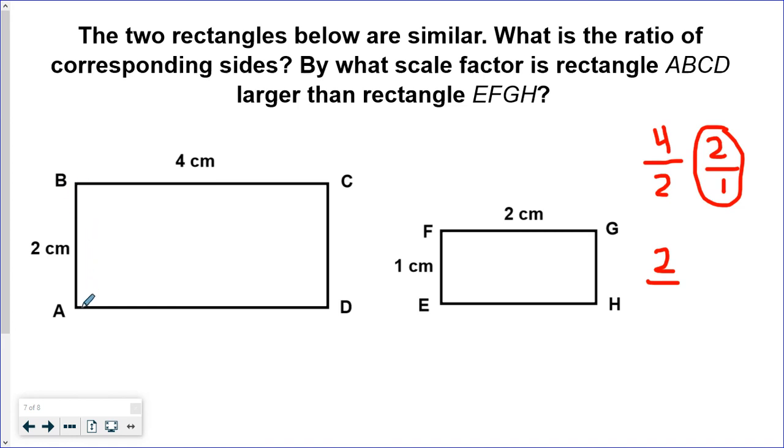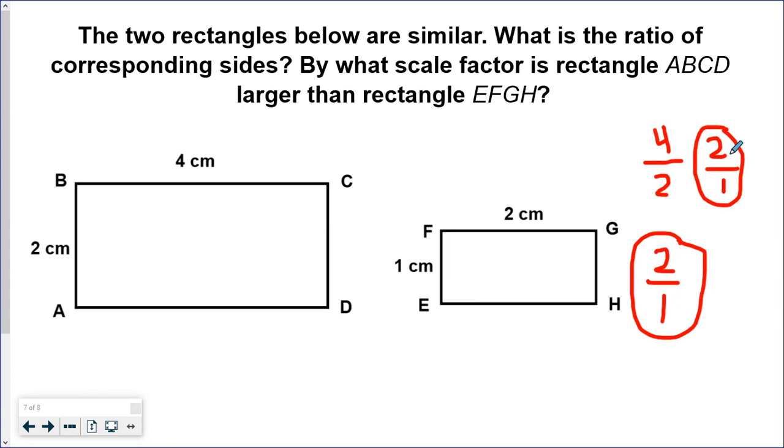Now, if we look at BA, what side corresponds with BA on the smaller rectangle? EF would. So this side corresponds with this side right here. And since BA is 2, that means FE is going to be 1. And if we put that in lowest terms, which it already is, notice it's the exact same number. So when it says, what is the ratio of the corresponding sides? The ratio would be, a fancy way to write it, for every 2 centimeters on the big rectangle, it's going to represent 1 centimeter on the smaller one. So the ratio would be 2 to 1.